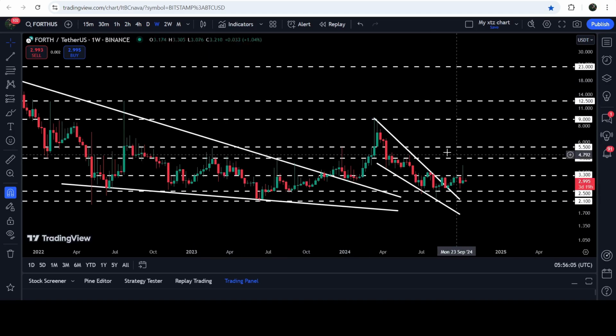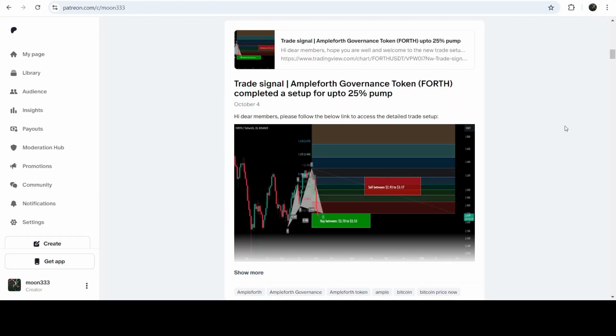And in today's video, we will analyze this move, and I would also like to share with you my most recent trade signal for Forth that I shared a few days ago on 4th of October 2024 with my members. And this signal has produced almost 50% very massive pump.